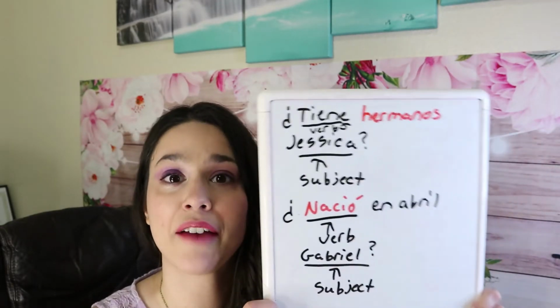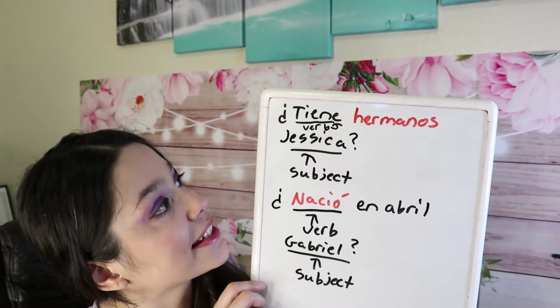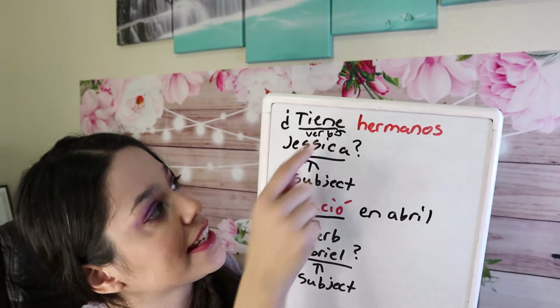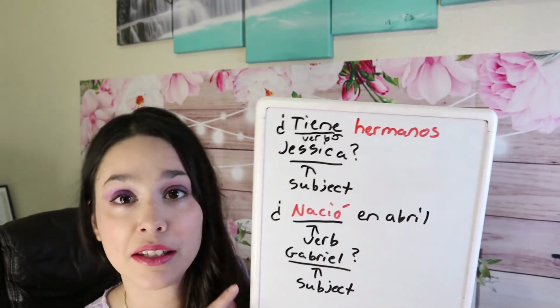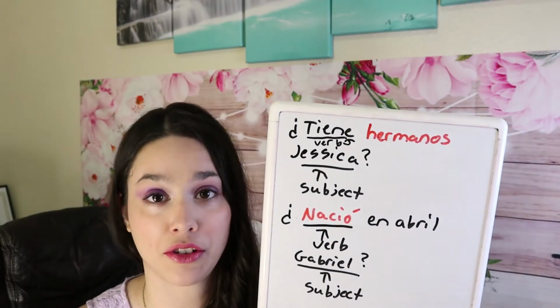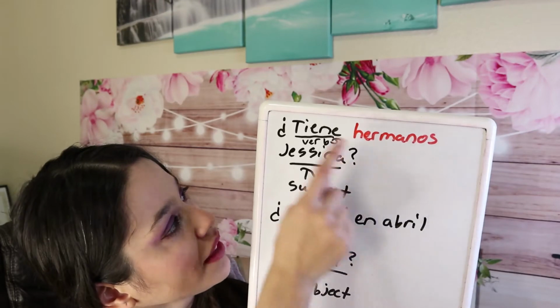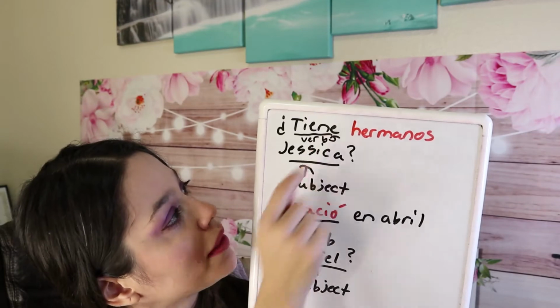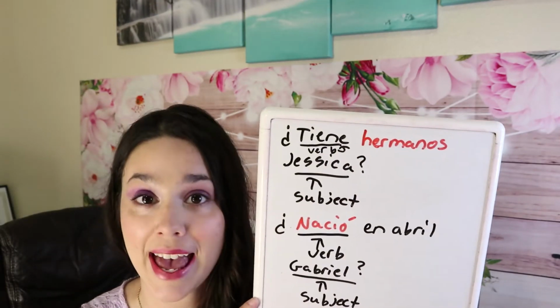Questions in Spanish are formed by placing the subject after the verb, with the object or any description following the subject. Let's go ahead and look at some sample questions. So we have our first question here, where it asks, ¿Tiene hermanos, Jessica? So the verb in this sentence is tiene. Hermanos is brothers. The subject of the question is Jessica. So we're asking if Jessica has any brothers. And then we notice here that the verb is before the subject in this sentence.